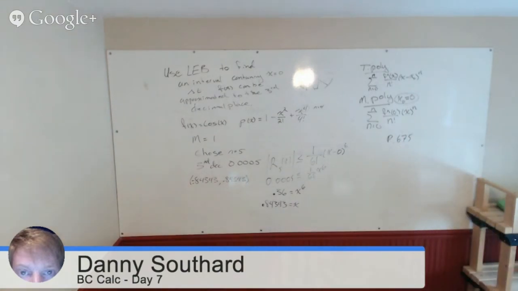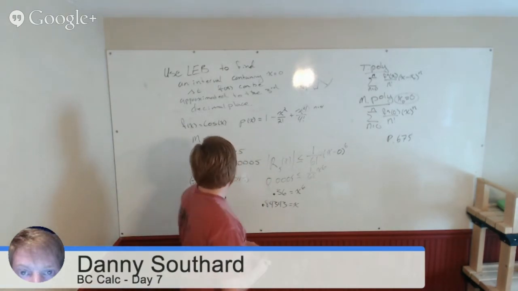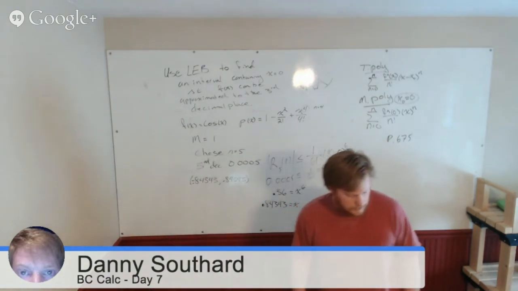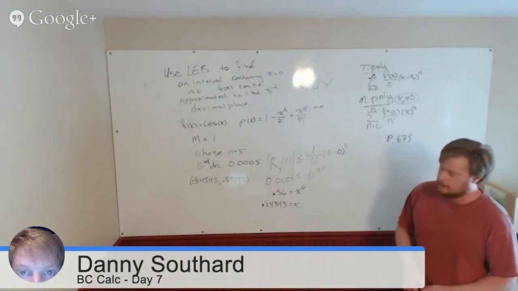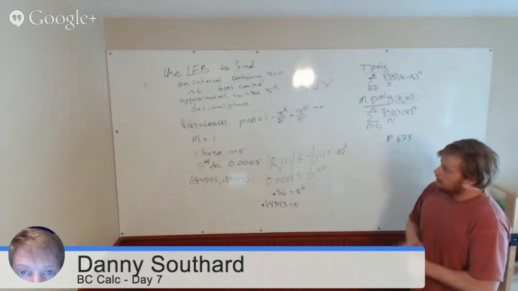I see a question. Your Lagrange error bound example is cosine. Oh, okay. Sorry, I got to that late. Okay, I changed it. All right.